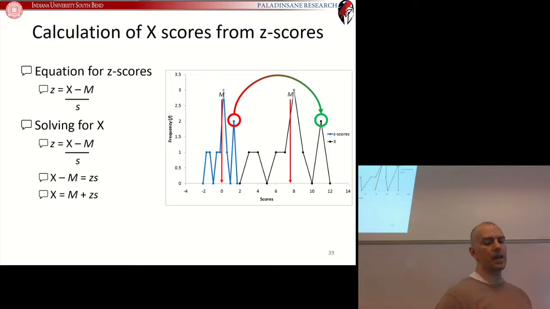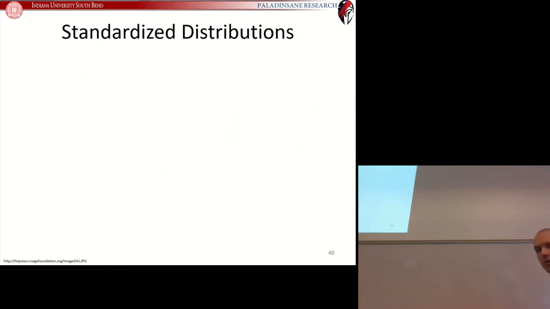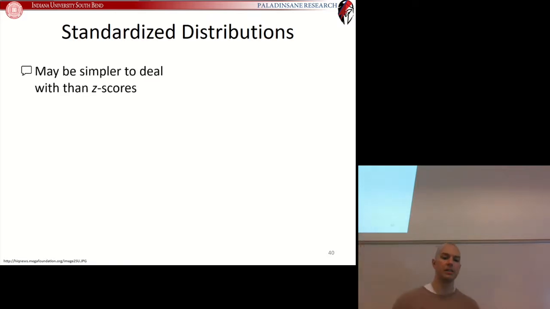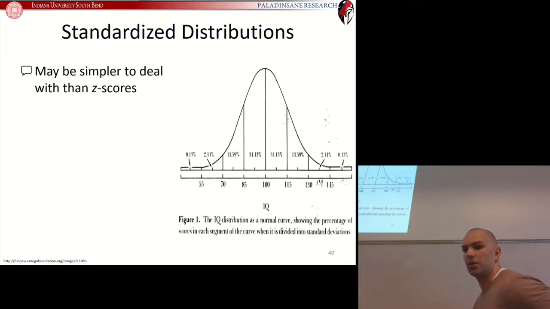And then the last thing that we're going to introduce today, before we look at how to calculate these, is standardized distributions. A standardized distribution is a distribution that you create or somebody else creates, and oftentimes they're meant to be simpler to deal with than either the original raw scores or the z-scores. One of the most famous standardized distributions is IQ scores. IQ scores have a mean of 100 and a standard deviation of 15.